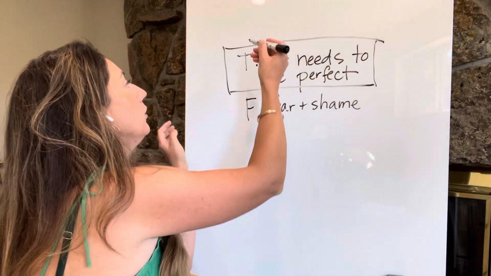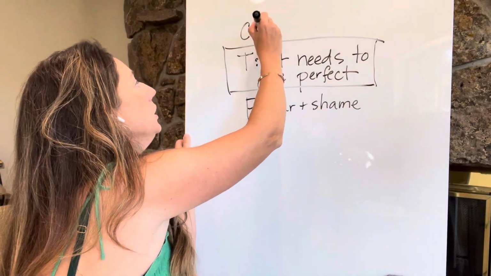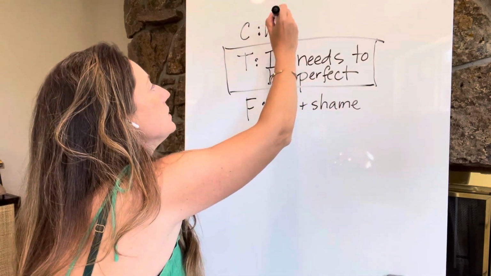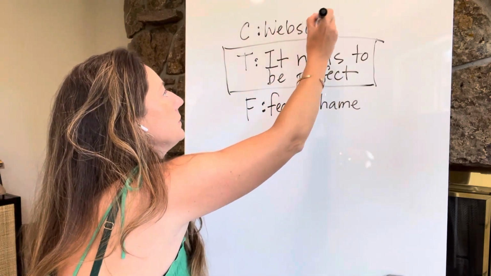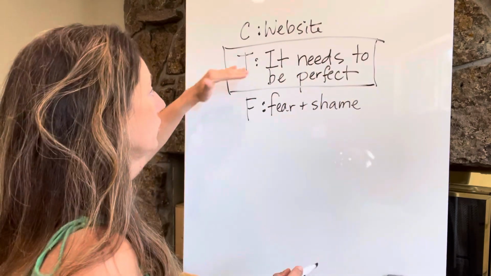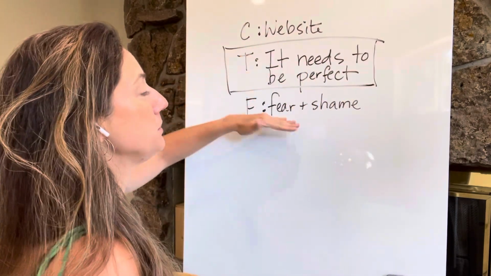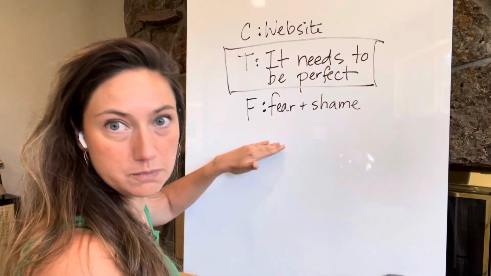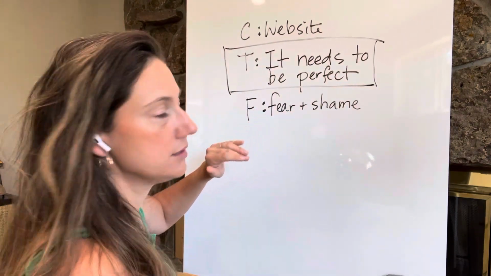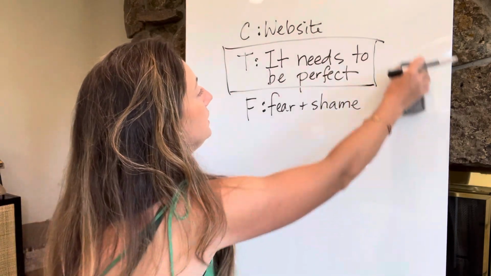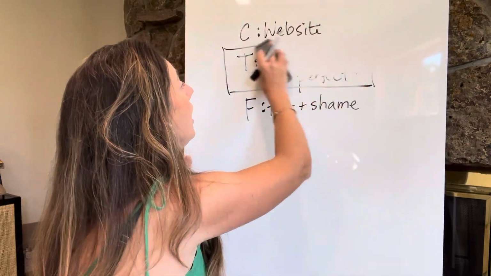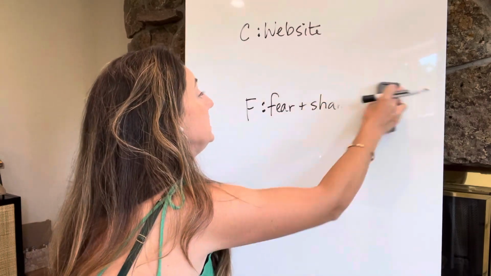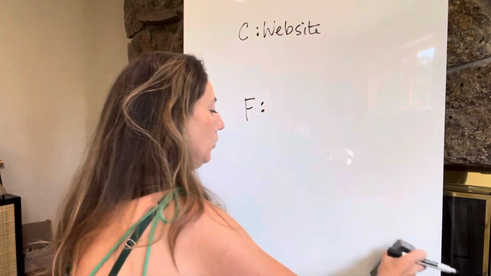So if we're filling out more of a complete thought model, you want to have the thing that you're referencing. Let's just say this is website. Let's just say that's for somebody, okay? So the thought about doing the website is it needs to be perfect, which is creating fear and shame, which is causing avoidance, and avoidance is basically resistance, right? Okay, so now we need to start brainstorming what other thought could you have that would create a different emotion about the website.